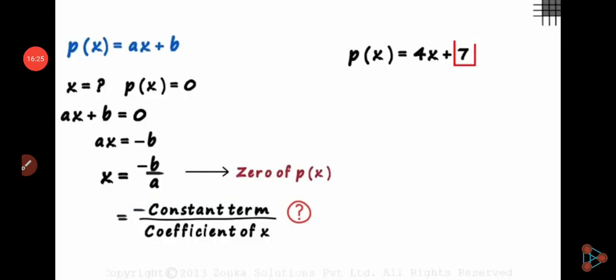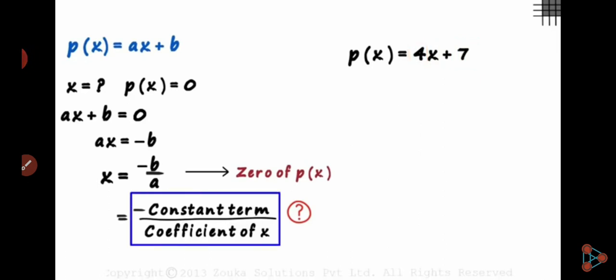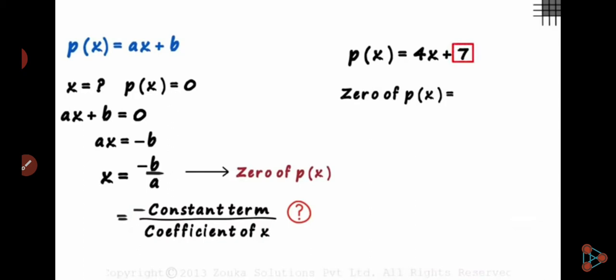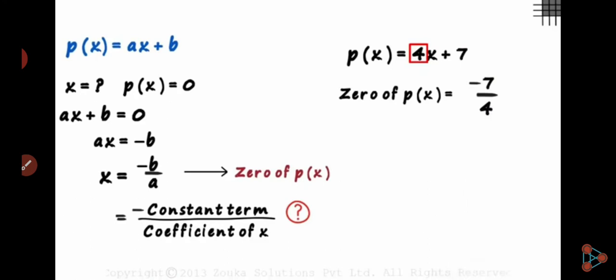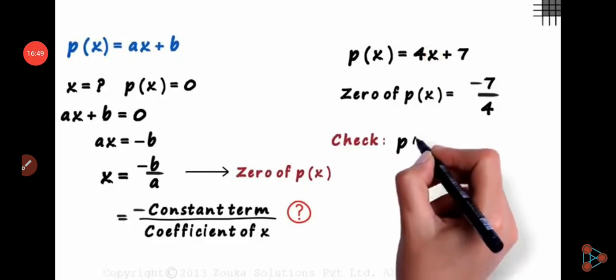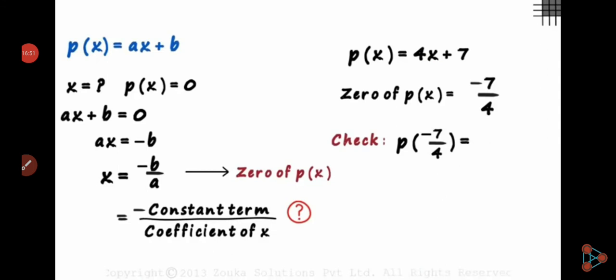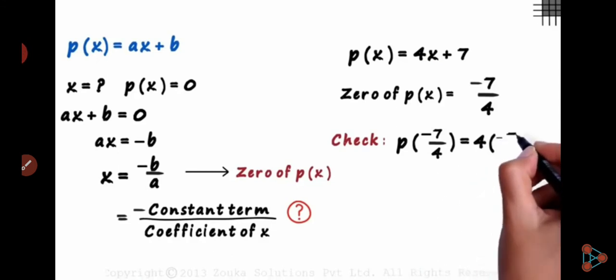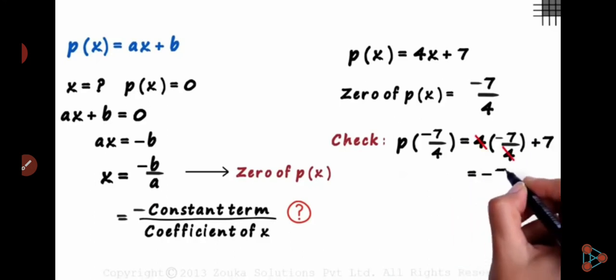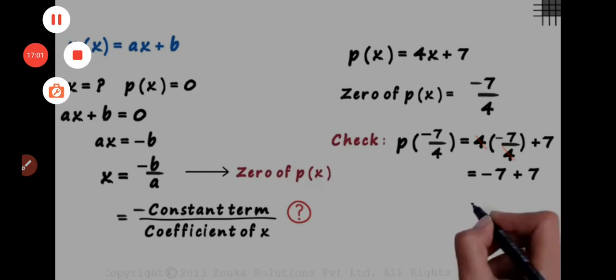Understand? So for this type of equation, the general form of the zero is minus the constant term upon the coefficient of x. So if p(x) is equal to 4x plus 7, then the zero of p(x) is minus 7 upon 4. You can easily check this zero: put the value in place of x in this equation, and if you get 0, then it is a zero of the polynomial.